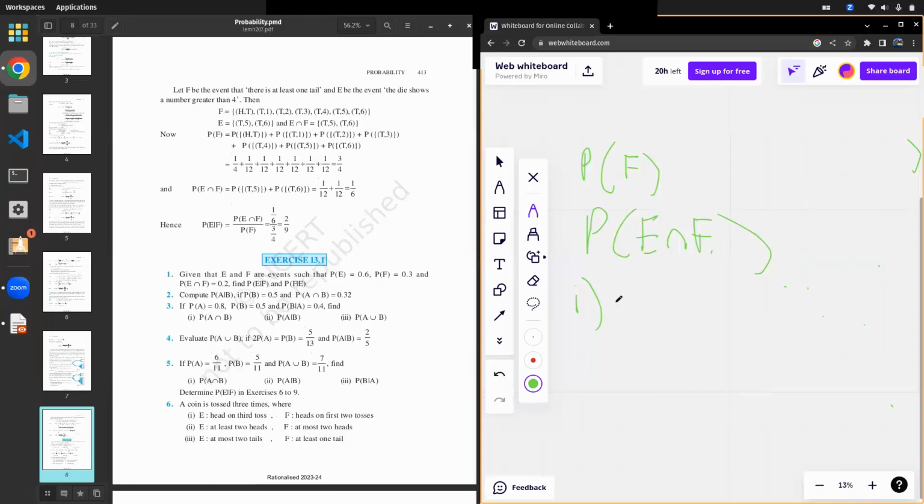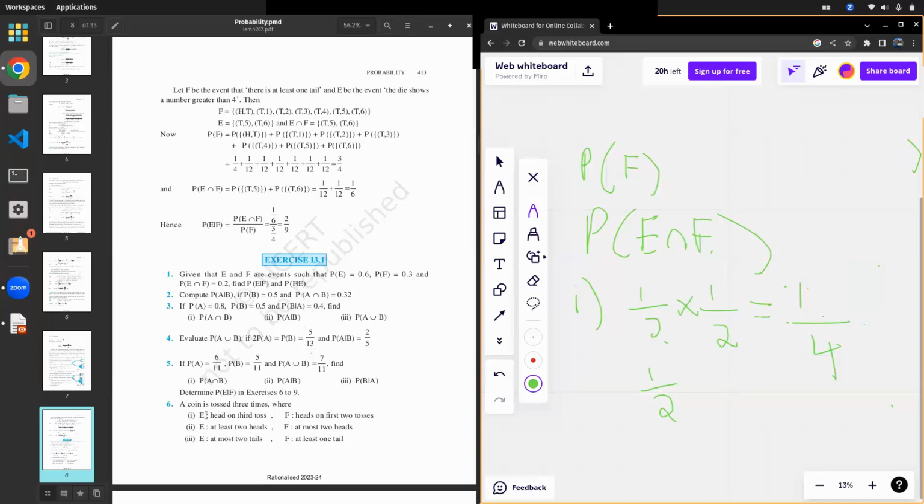So the probability of F in the first case is that it should be a head on the first coin and it should be a head on the second coin. So the final probability will be 1/4 to get both the coins as heads. And the probability of head on the third toss is 1/2, since head and tails both have equal probability for a fair coin.